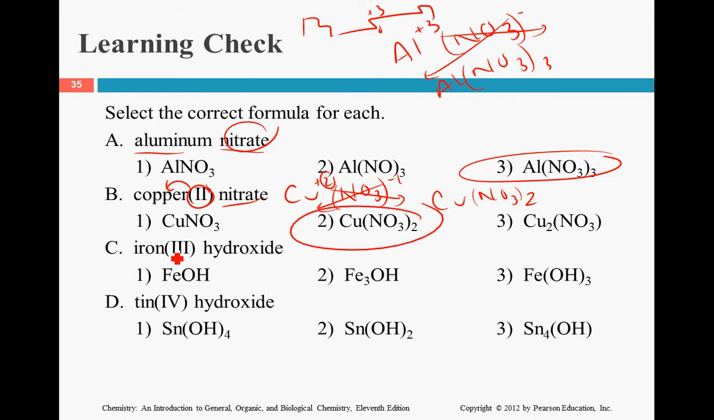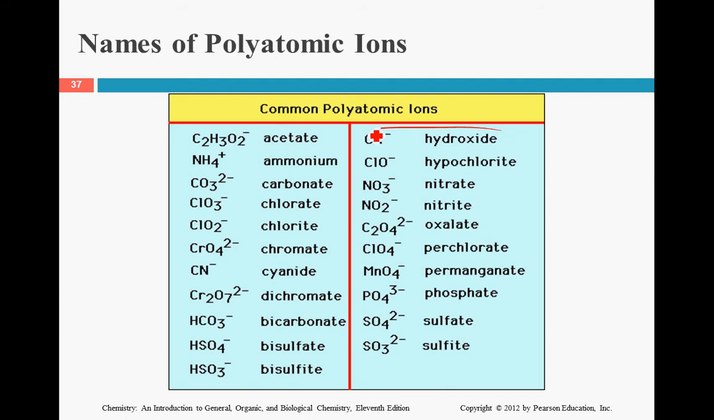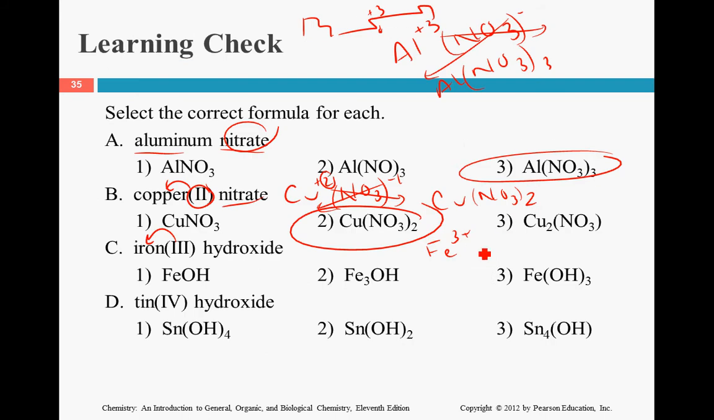Right here. Iron 3 hydroxide. That 3 means iron has a +3 charge. We haven't talked about hydroxide yet. Hydroxide is right here on our list. It's an OH with a -1 charge. So OH with a -1. Crisscross. So it becomes Fe1 OH in parentheses, 3.